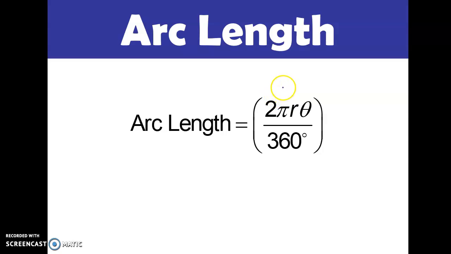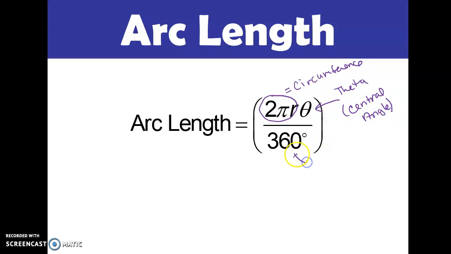If you look at the formula, this 2 pi r right here, that equals your circumference. This theta right here is your central angle. It's the angle that actually cuts the arc. And then this is your whole circle. Because the arc is a proportional piece of the whole circle.